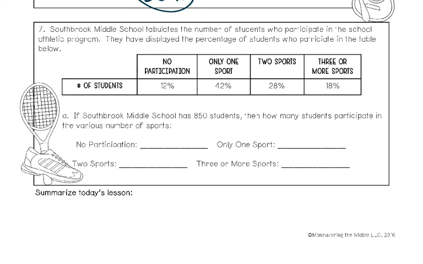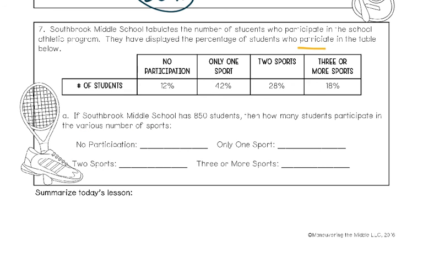Let's look at one more percent problem, except this time it's in a table and you're given the percent. So it says Southbrook Middle School tabulates the number of students who participate in the school athletic program. They have displayed the percentage of students who participate in the table below. Sorry about my spelling of participate. It says if Southbrook Middle School has 850 students in total, then how many students participate in the various number of sports?